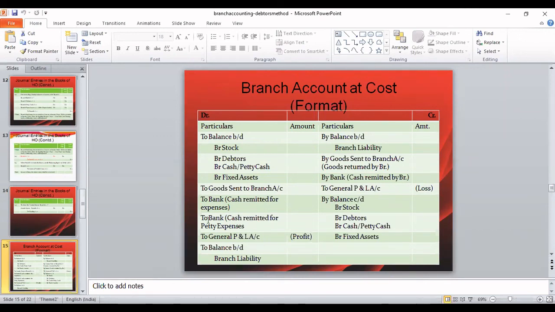Is this part clear, everyone? Should we start the problem now? Yes, sir. Okay, fine. So if you want, just take a screenshot of this branch account. This is in the books of head office, branch account. Okay, so should I stop the screen share now? Yes, sir. Okay, fine.